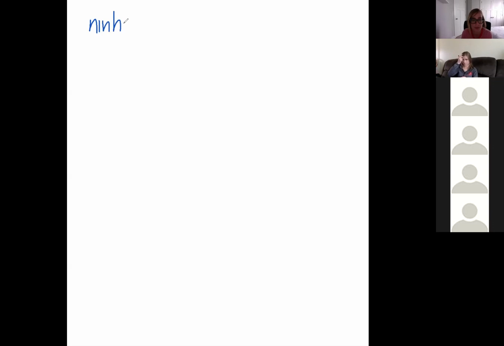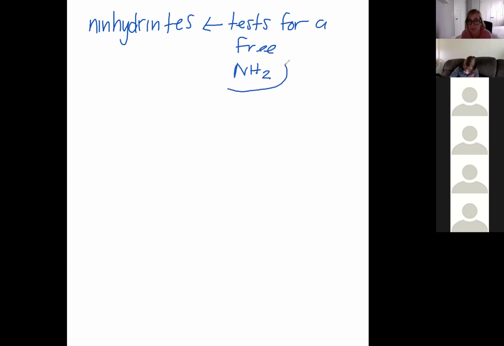Yep. Okay. What else? This is important to know that it tests for a free NH2 group. That's what that tests for. And then when this group is present, that's when you'll get your purple blue.